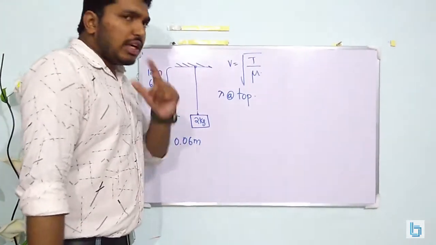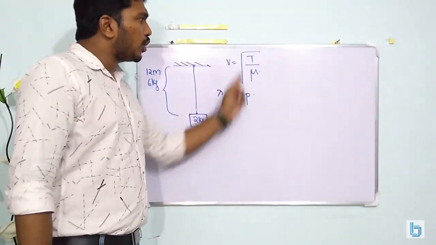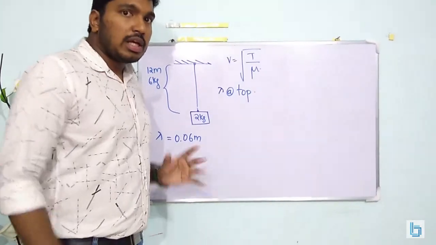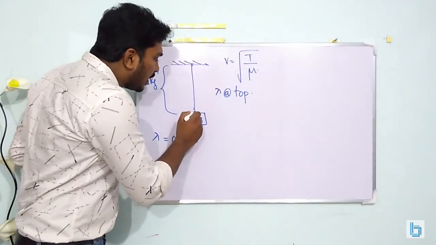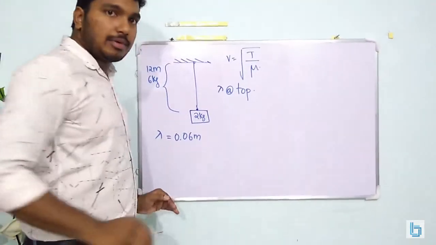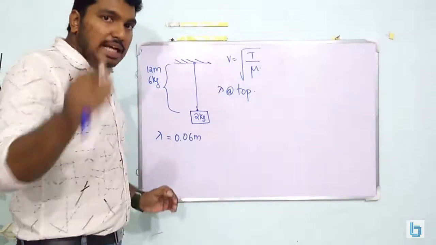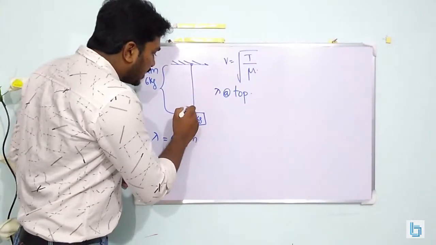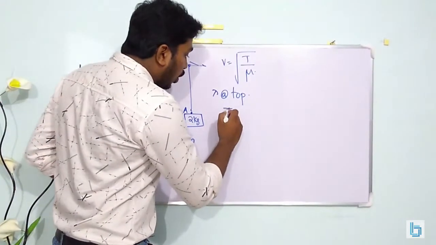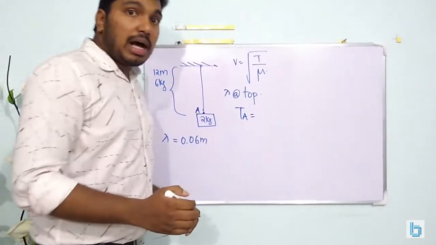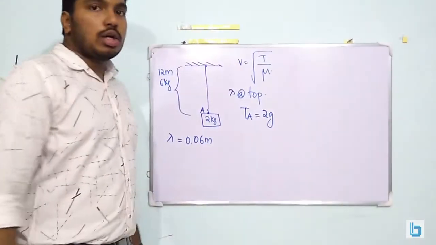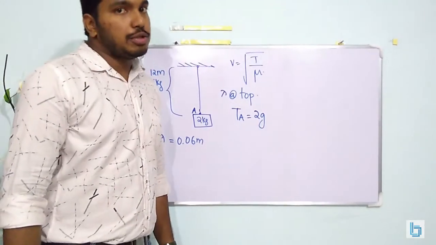Now, we know that velocity is equal to root of T by mu, where T is the tension and mu is the mass per unit length. The tension at the lower end of the rope depends on the masses hanging below it, right? The 2 kg mass causes a tension at the lower end of the rope, which we can call A. So the tension at the lower end A is due to the 2 kg mass hanging there, and that tension is equal to the weight of the block, 2g.